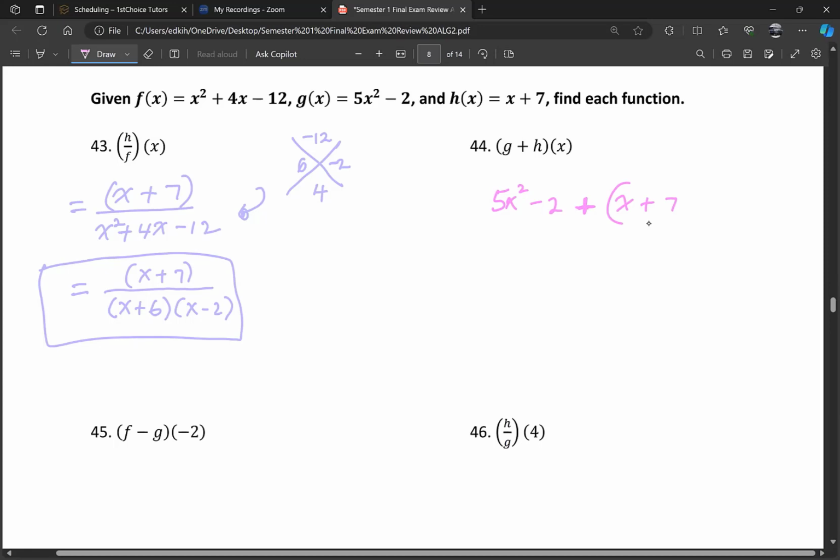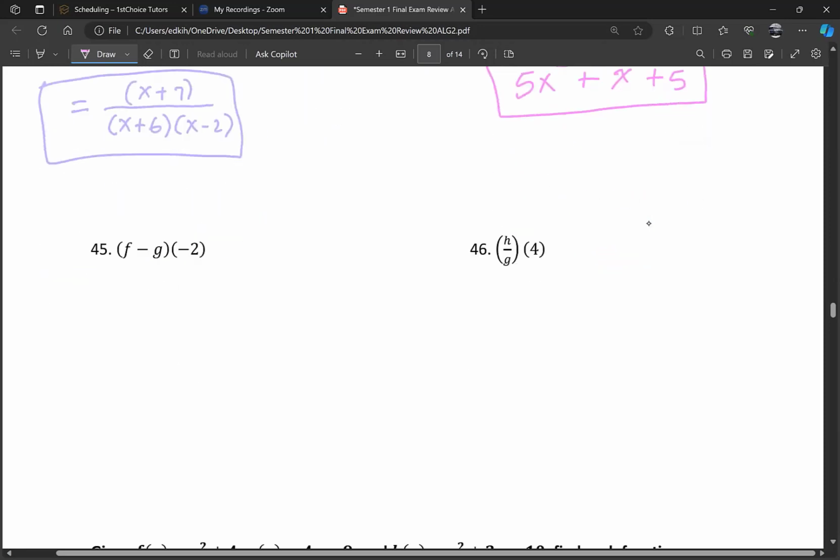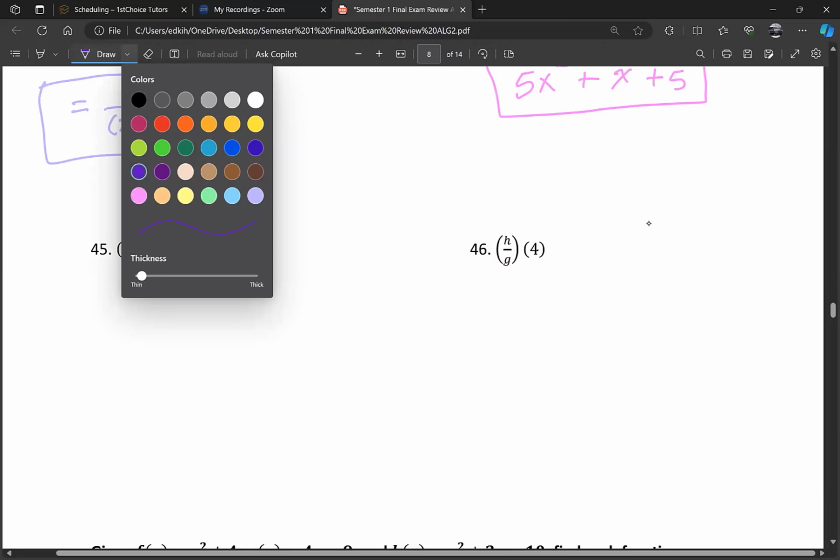That doesn't matter. It only matters when you're subtracting because the negative affects everything. Here we only have two like terms, so let's go there. 5x squared plus x plus 5, because negative 2 plus 7 is 5. Done.